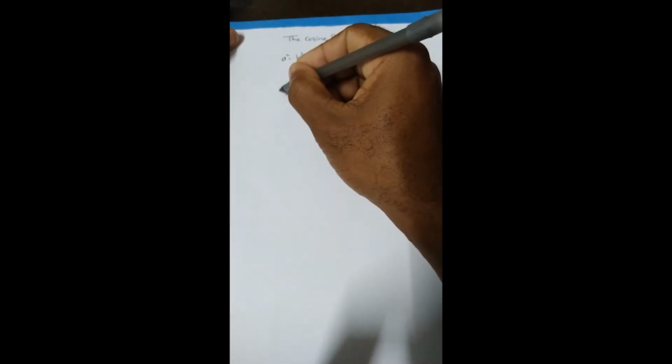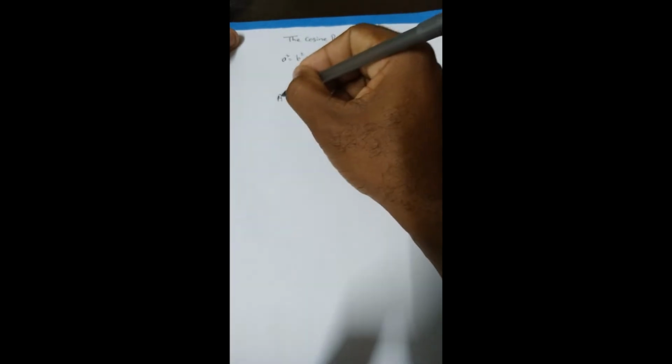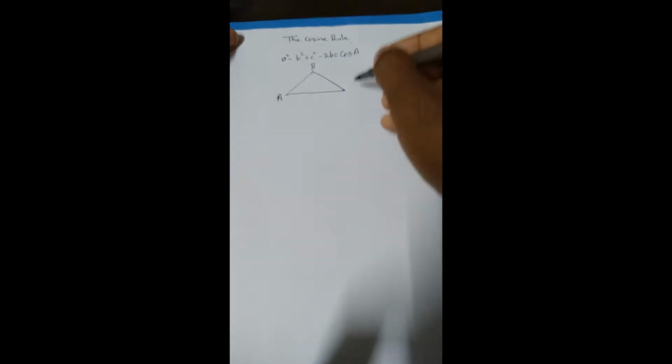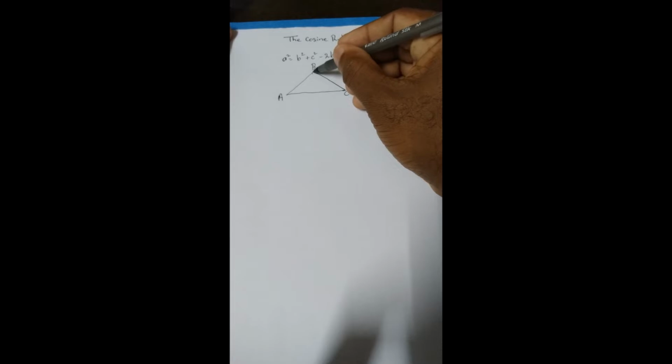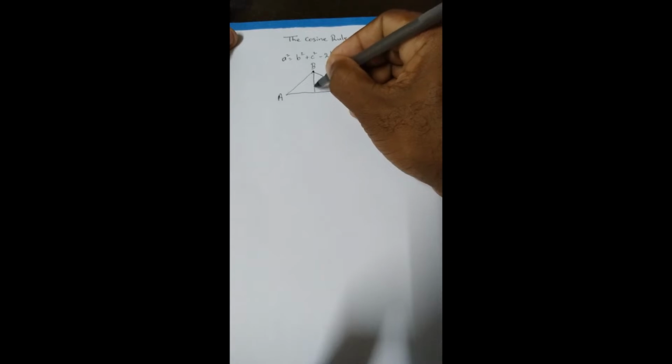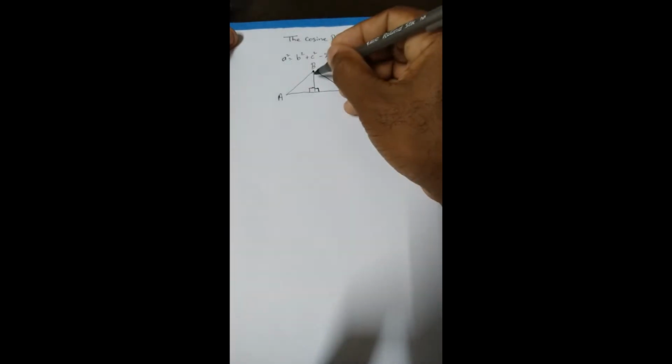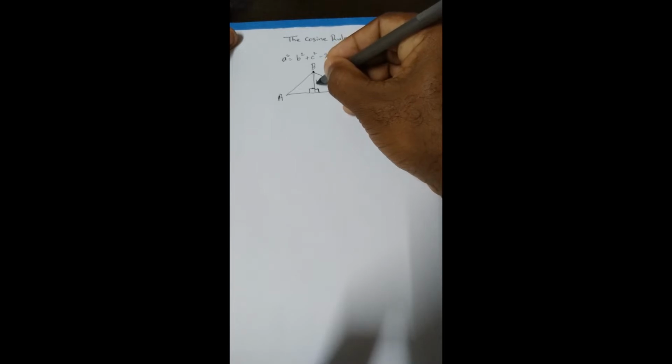I'm going to label this non-right angle triangle. I'm going to label each vertex A, B, C. I'm also going to draw a line from B which is perpendicular to the length AC, so that means right here we're going to have two right angles. I'm going to call this perpendicular height H. So that's my height.